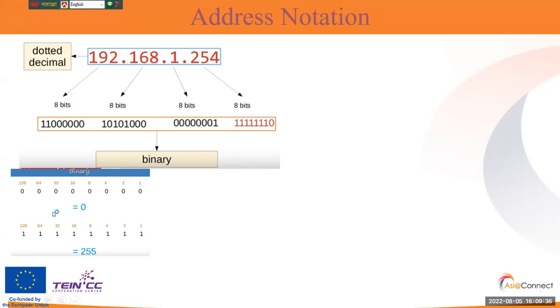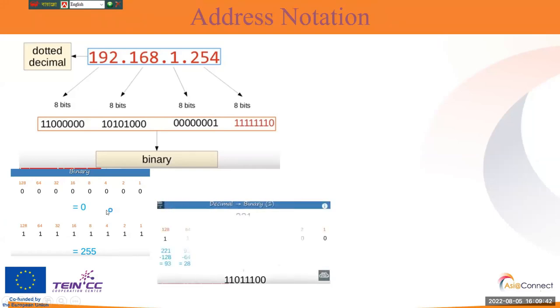So this is the binary notation, binary to decimal. We need to remember it, that means every positional value. Okay. Now see another one. Suppose one number of the IP address is 221. So how can you convert it to binary notation?